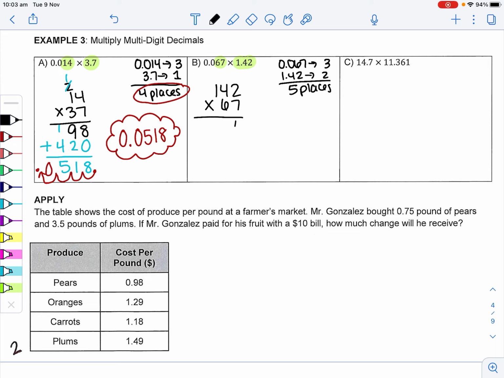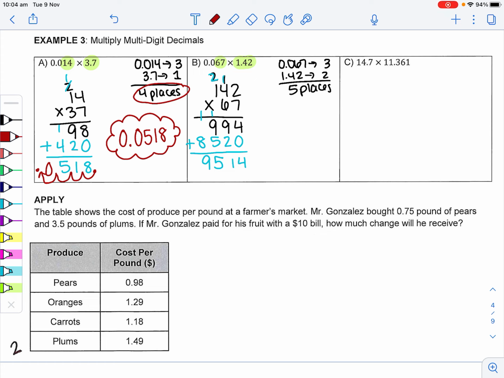So 7 times 2 is 14. I'm going to carry the 1. 7 times 4 is 28, plus 1 is 29. 7 times 1 is 7, plus 2 is 9. And I'm going to move over 1. 6 times 2 is 12. Carry the 1. 6 times 4 is 24, plus 1 is 25. And 6 times 1 is 6, plus 2 is 8. And I add. So 4 plus 0 is 4, 9 plus 2 is 11, 9 plus 5 is 14, plus 1 is 15, and 8 plus 1 is 9.